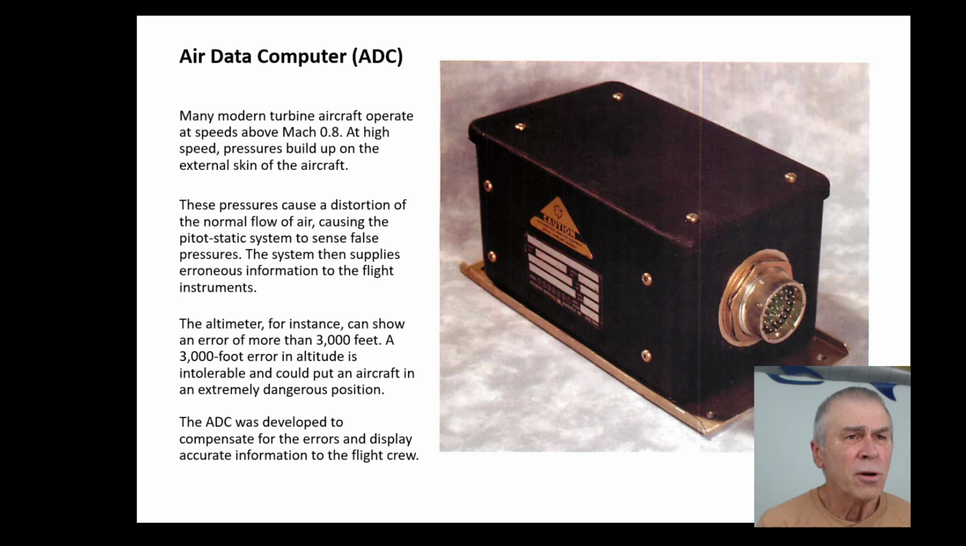An air data computer. Many modern turbine aircraft operate at speeds above Mach 0.8. At high speed, pressures build up on the external skin of the aircraft. These pressures cause a distortion of the normal flow of air, causing the pitot-static system to sense false pressures. The system then supplies erroneous information to the flight instruments. The altimeter, for instance, can show an error of more than 3,000 feet. The 3,000-foot error in altitude is intolerable and could put an aircraft in an extremely dangerous position.